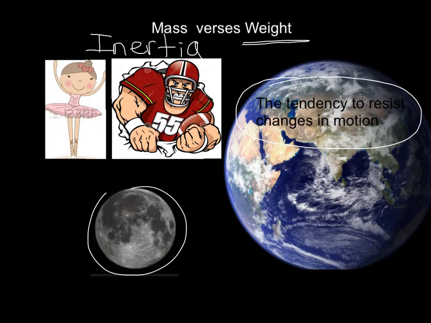And it's also easier to change the direction of the ballerina. If you wanted to swing her over your head like you do with little kids, right? Whee, over your head. You're not going to do that with the football player because it's going to be really hard to get him to change direction. But it's much easier to get her to do it. So inertia and mass are defined as the tendency to resist changes in motion. All mass resists being moved around or stopped or resists having its direction changed.